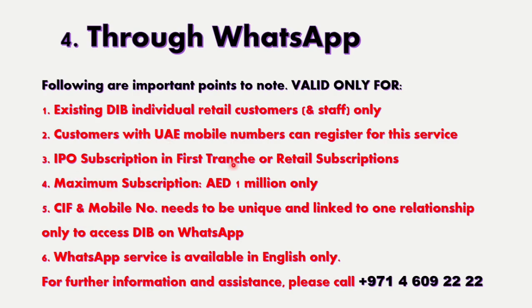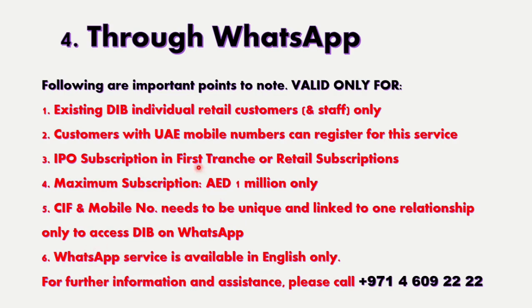And for IPO subscription, the first tranche for retail, only the first tranche you can subscribe through this; the second and third tranche are not available. That's an important thing. And the maximum subscription value will be 1 million only, not more than that. And the CIF and mobile number need to be unique and linked to one relationship only to access DAB on WhatsApp. So with the help of the CIF, only one person needs to access this, because only one person is holding the number. Suppose it is a joint holder, that's the reason they are mentioning this. Two persons should not do this, only one person. And the WhatsApp service is available in English only, no other languages are available.